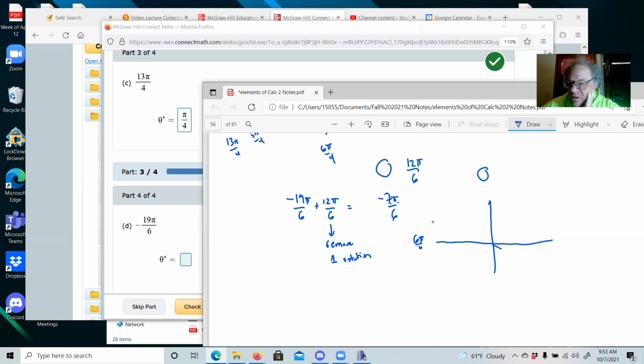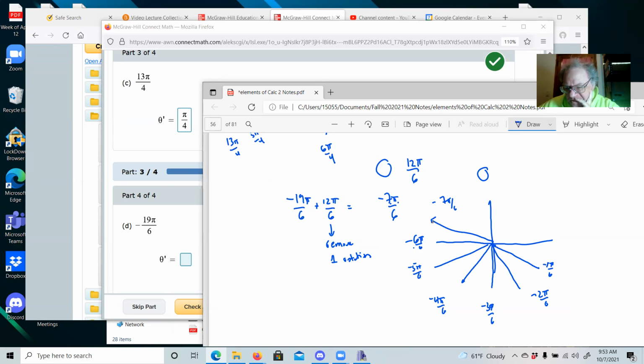Okay, so we have 1, negative 2 pi over 6, negative 3 pi over 6, negative 4 pi over 6, negative 5 pi over 6, negative 6 pi over 6, and then negative 7 pi over 6. Yes, I know that they reduce. So that's kind of like a checkpoint, though.